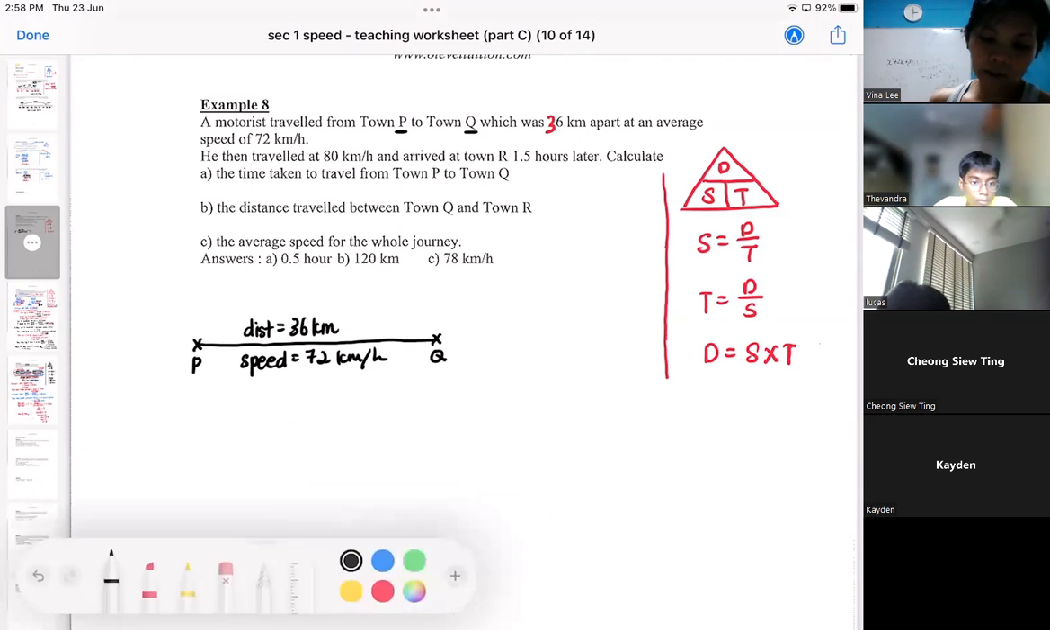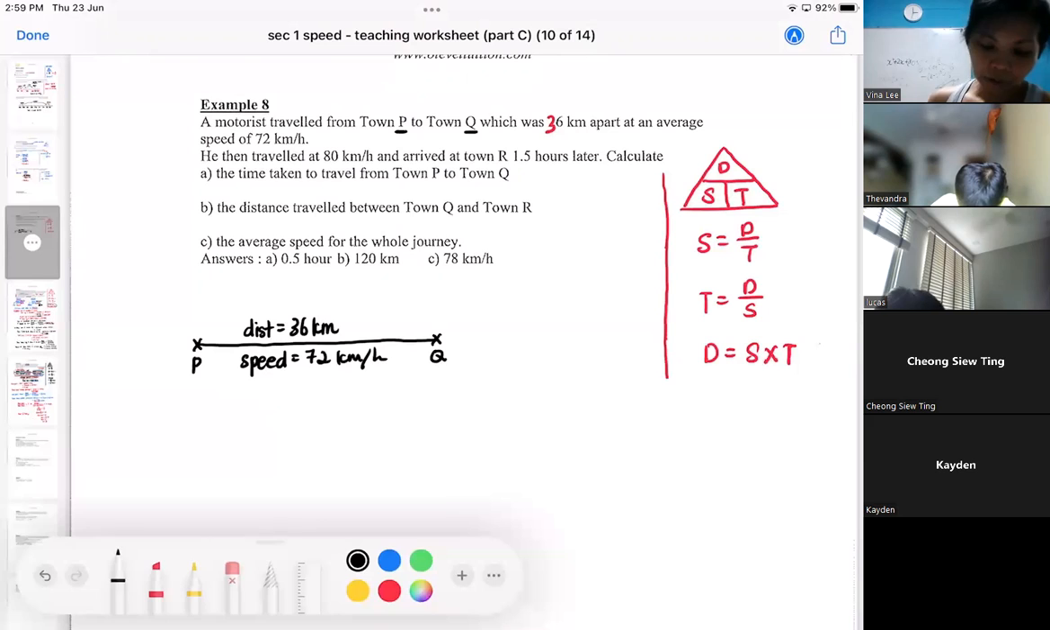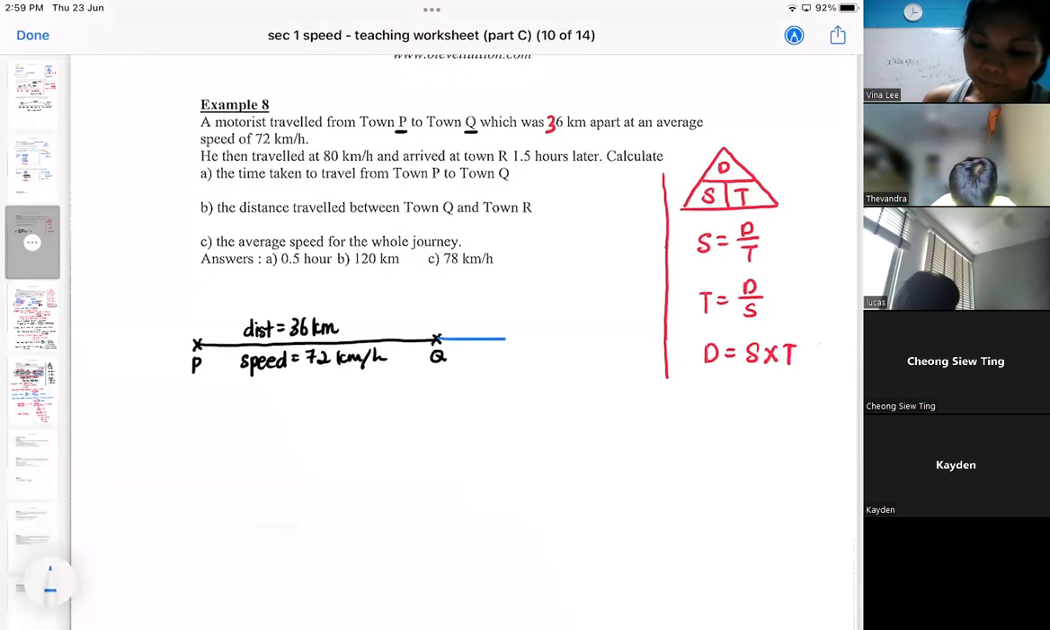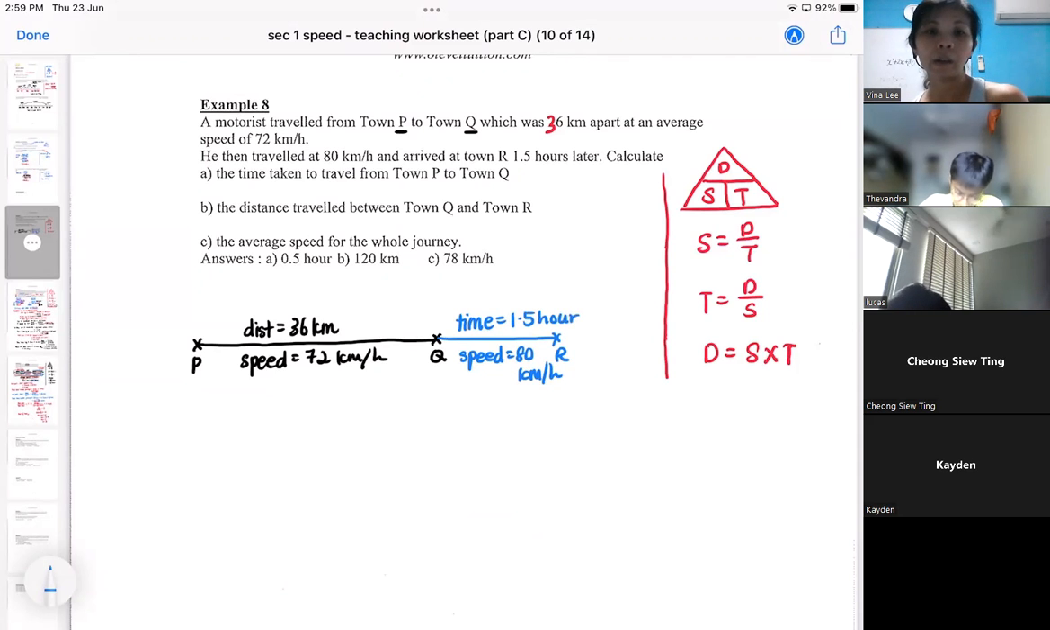After this motorist reached Q, he actually sped up to reach R. So now we got a new speed. He actually gets faster. And then he took 1.5 hours. So that's a way that we organize the information. Once we organize the information, I got the information column.